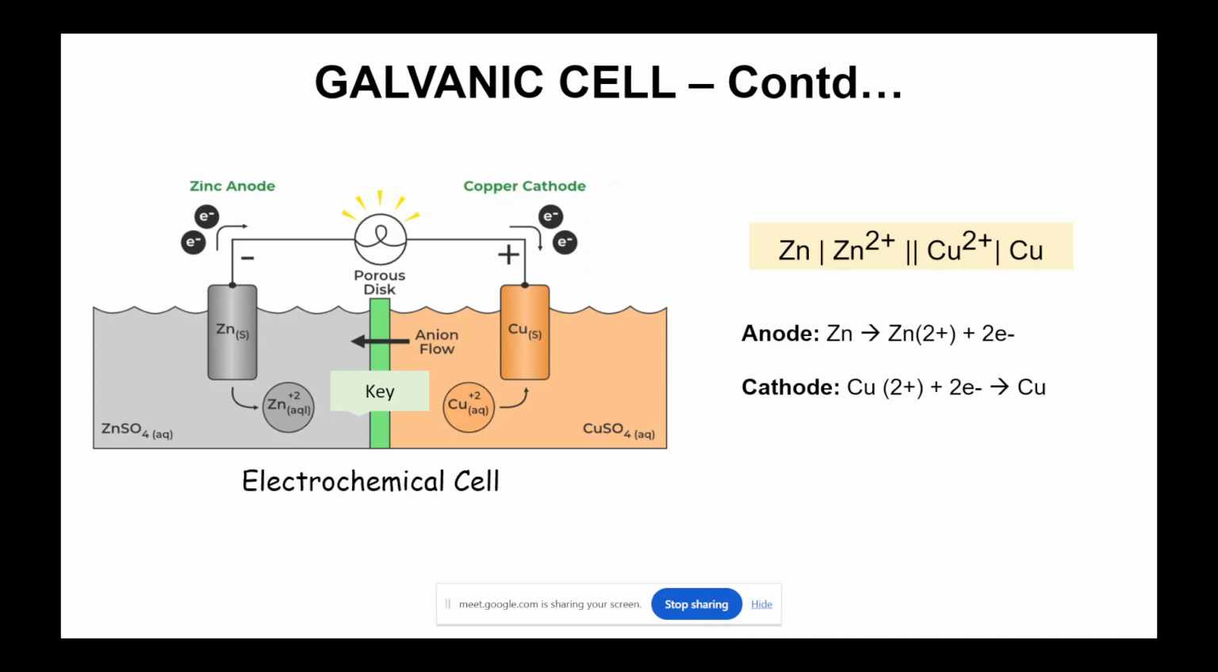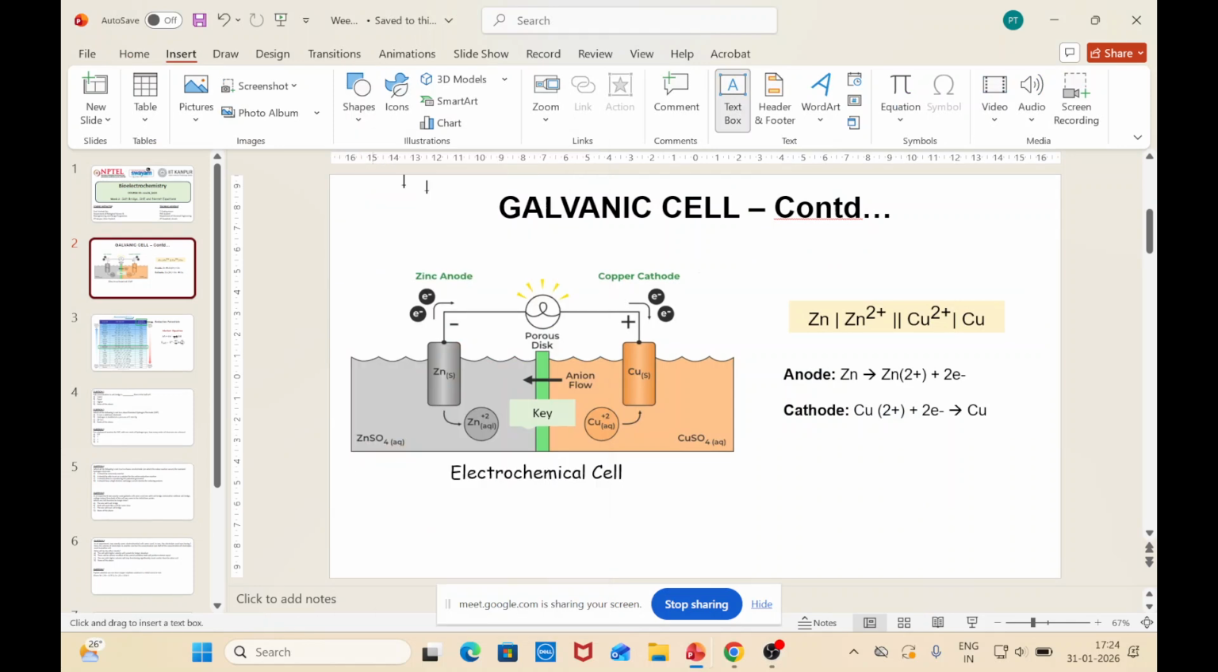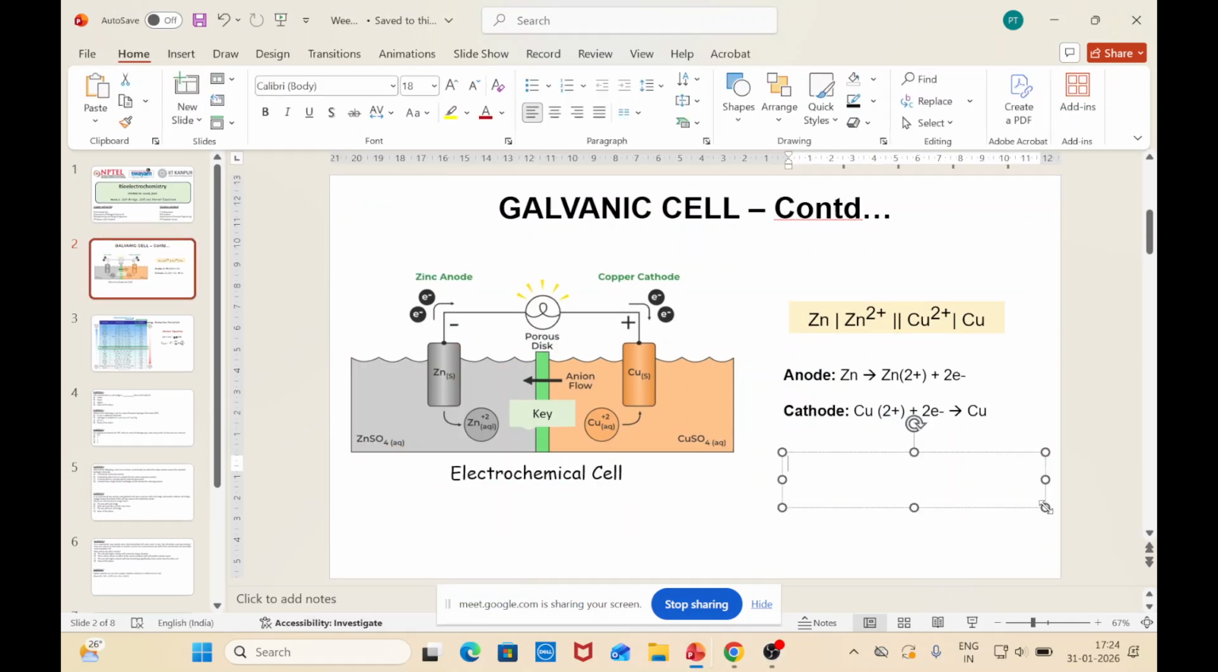The electrical neutrality within the system has to be maintained, so that remains one of the most important conditions for the operation of any kind of electrochemical cell that you are going to study, examine, or construct. That is a very important point, so I will be specifically mentioning it here. Electrical neutrality needs to be maintained.